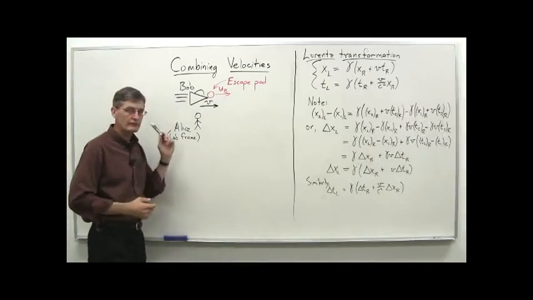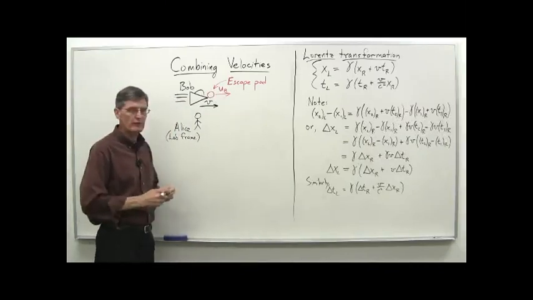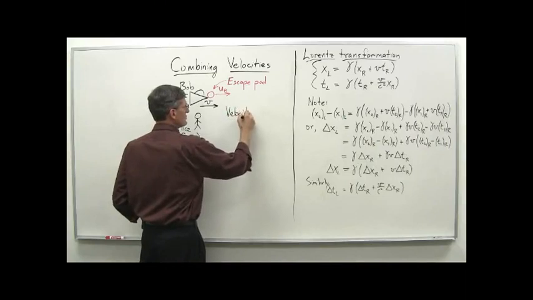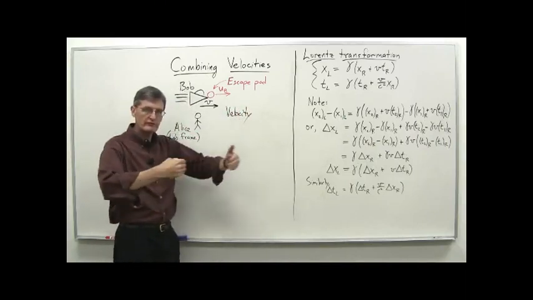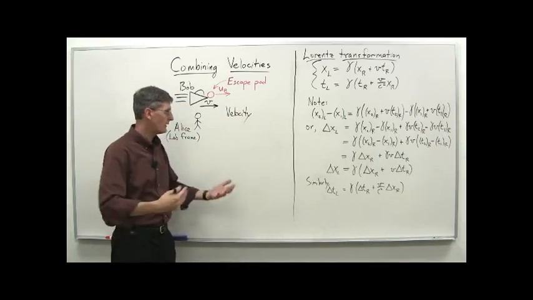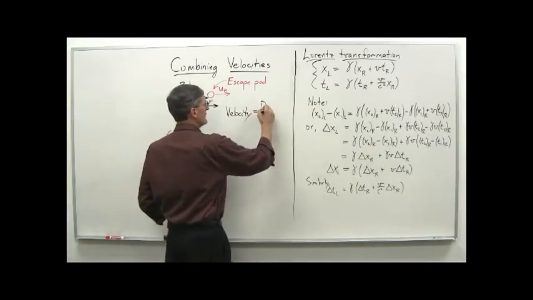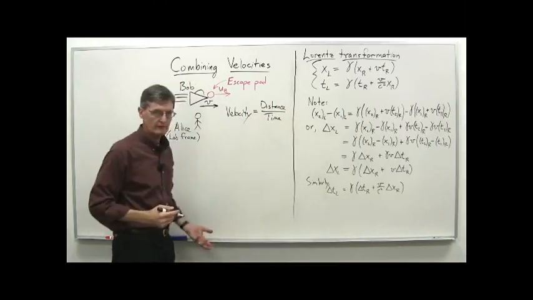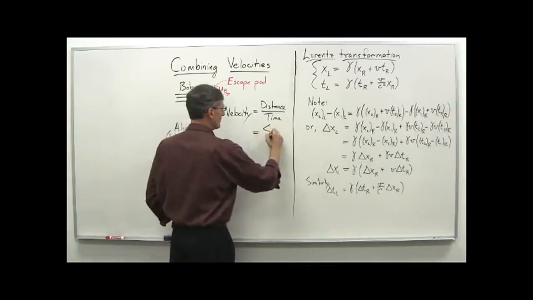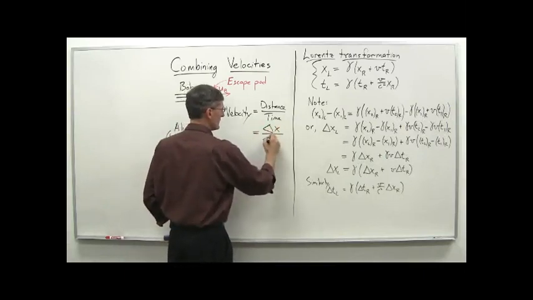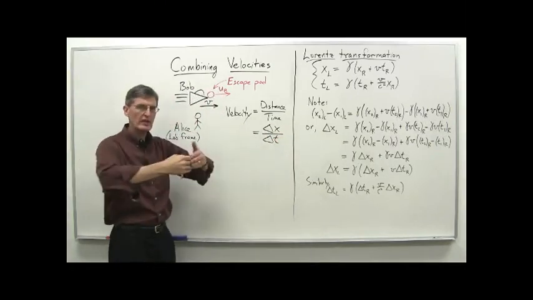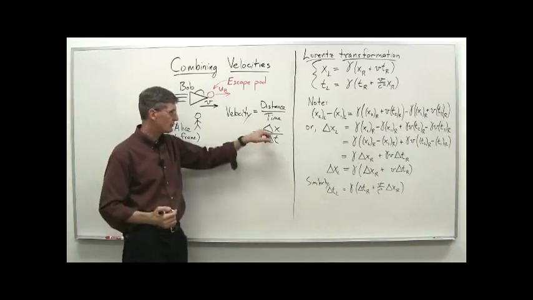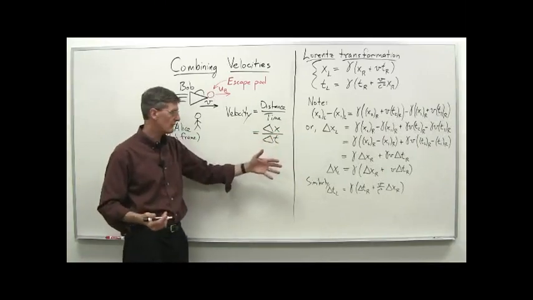Well, let's come back to our escape pod situation and remind ourselves what velocity is all about. Velocity is simply the change in distance, the distance covered, divided by the time it takes to cover that distance. In other words, we can write this as delta x divided by delta t: how far have you gone in a certain amount of time. That's x2 minus x1 divided by t2 minus t1.